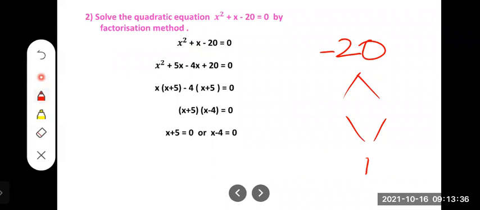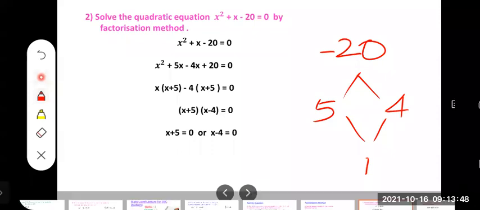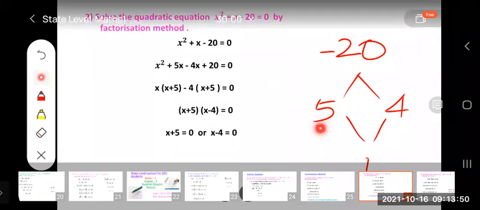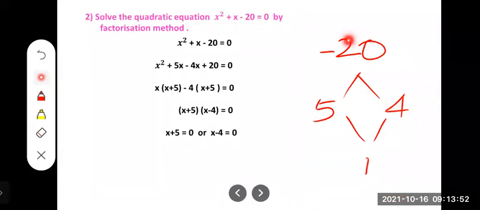Now you see, children, what are the 2 numbers? Here it is already given, don't look at that one. So what are the 2 numbers? 5 4s are 20. Now we will check it. 5 is here, 4 is here. 5 4s are 20, but here there is a minus sign. So where will we put the minus sign? Here we have to get 1, and here we have to get minus 20. Okay, children, so 5 4s are 20.